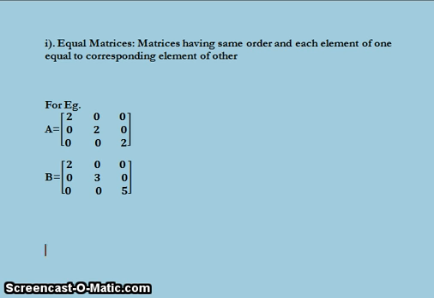Now here the two matrices are comparable since they have the same order, but since the elements of the second row and second column of A and B are unequal, and similarly the element of the third row and third column of A and the element of the third row and third column of B are unequal again. Therefore, these two matrices A and B are said to be unequal or not equal matrices.